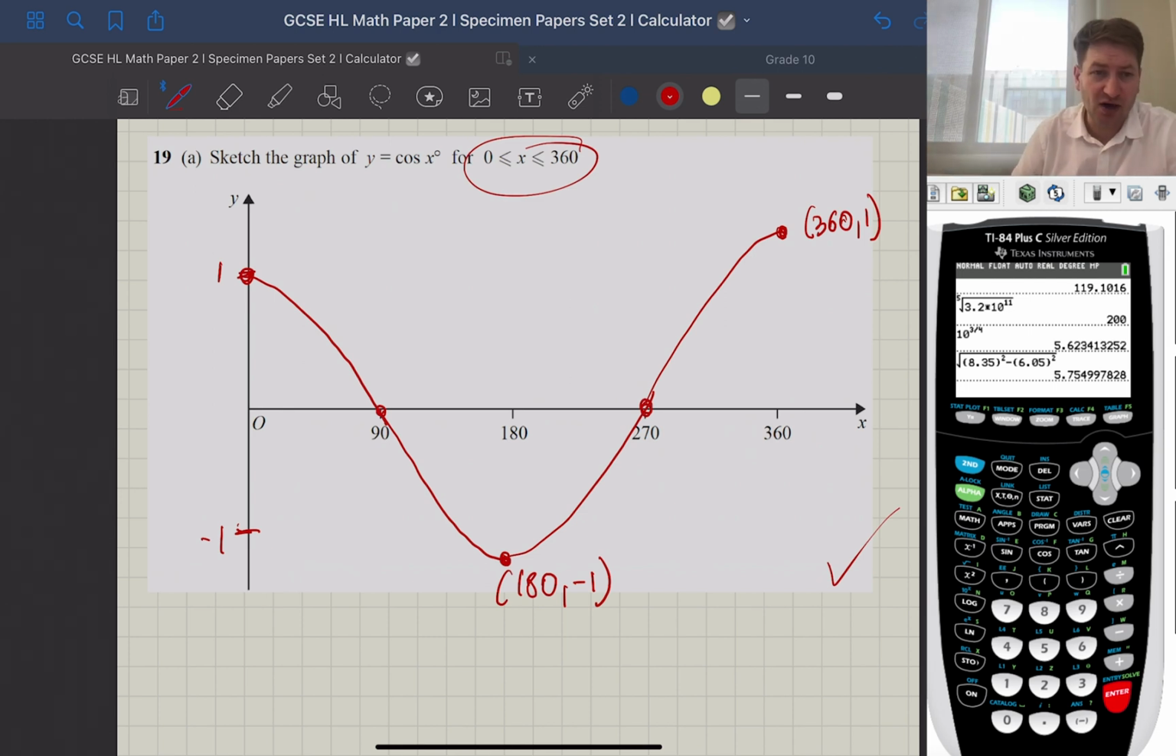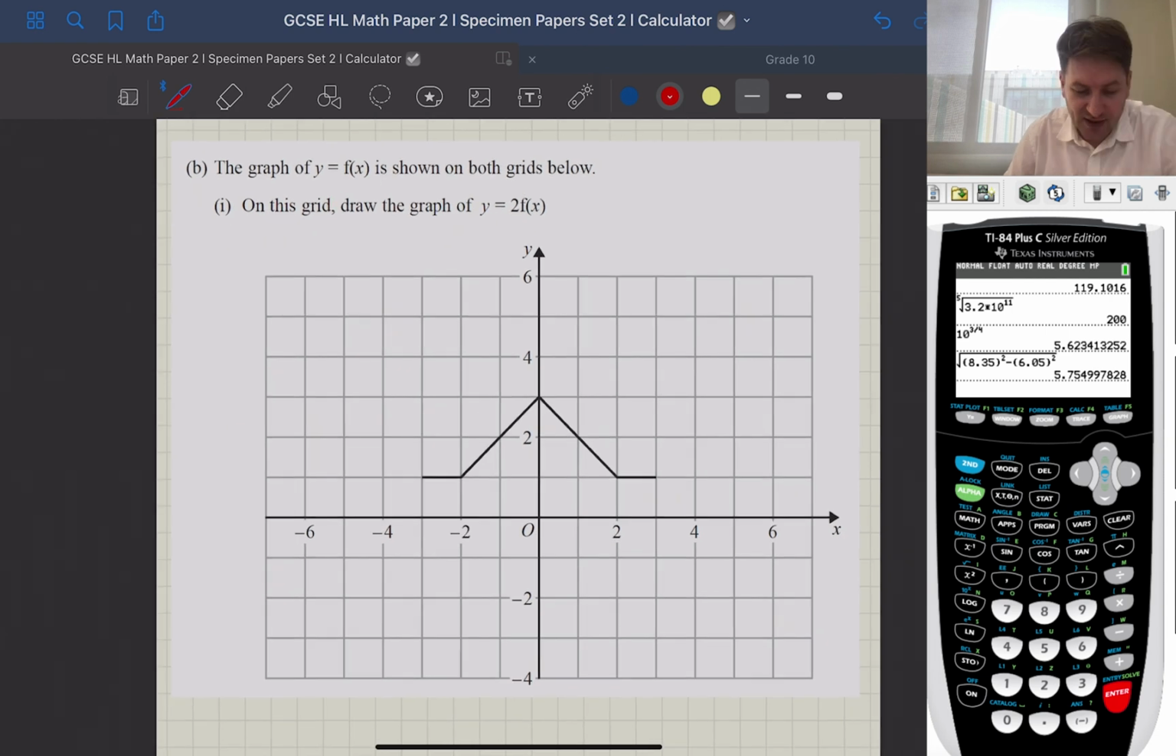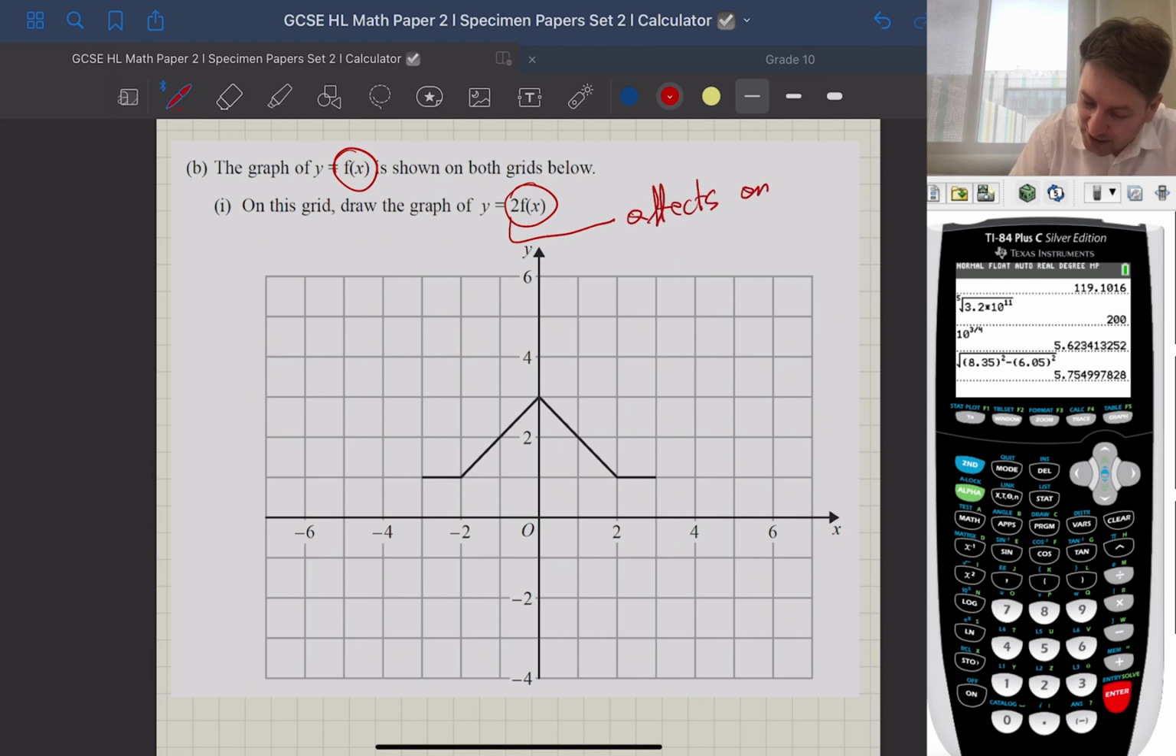All right, there is a continuation to this question next. Now we have a graph that's been defined as some sort of function. We need to do 2f of x. Now 2f of x, anything outside, means it affects only the y coordinate.